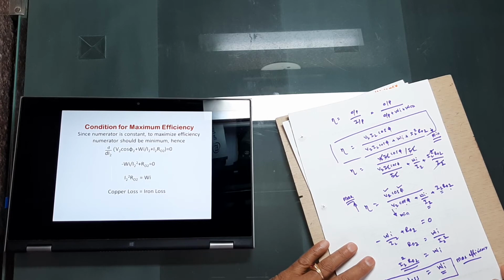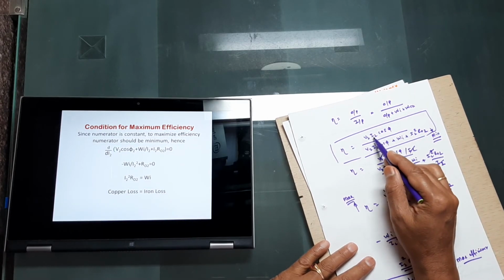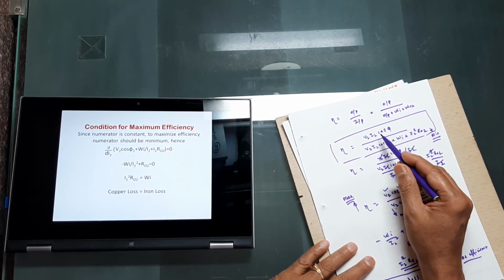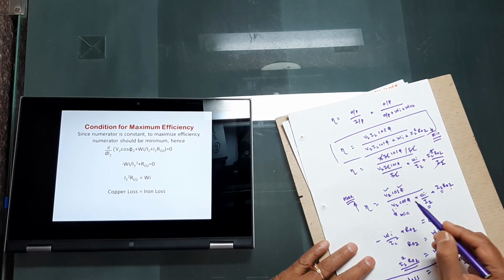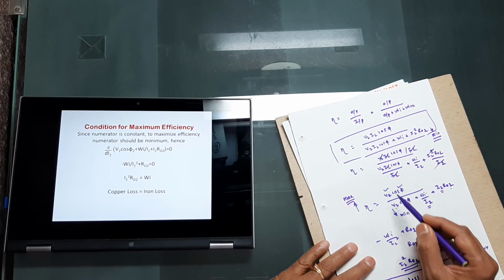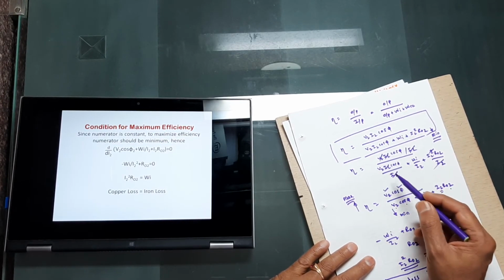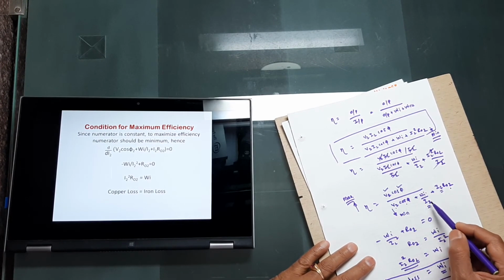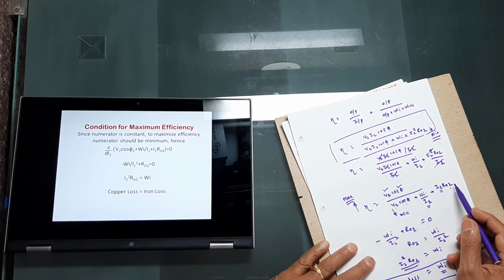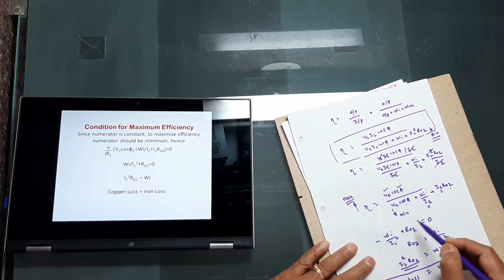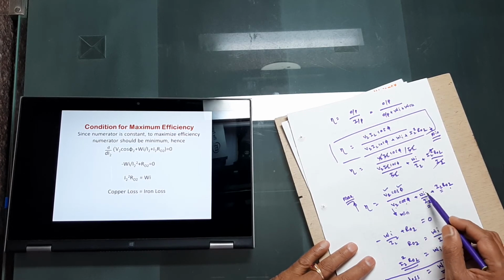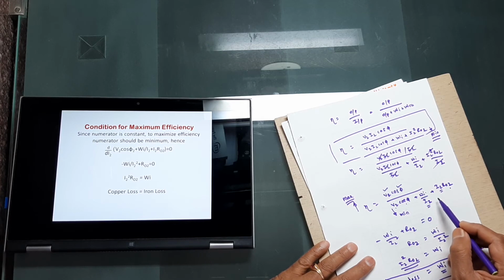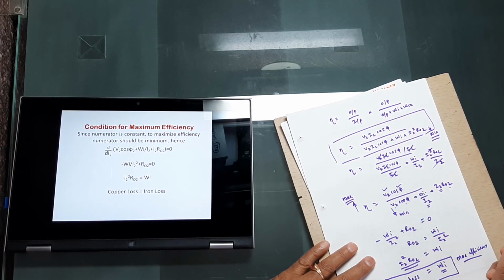This is how you have to derive the equation. That is very simple. Start with V2 I2 cos phi, then divide both numerator and denominator by I2. So what I am getting here is V2 cos phi. In the denominator, what I am getting is V2 cos phi plus Wi by I2 square plus I2 square RO2. This whole term becomes maximum when the denominator is minimum, because the variable term is appearing in the denominator whereas the numerator is a constant.